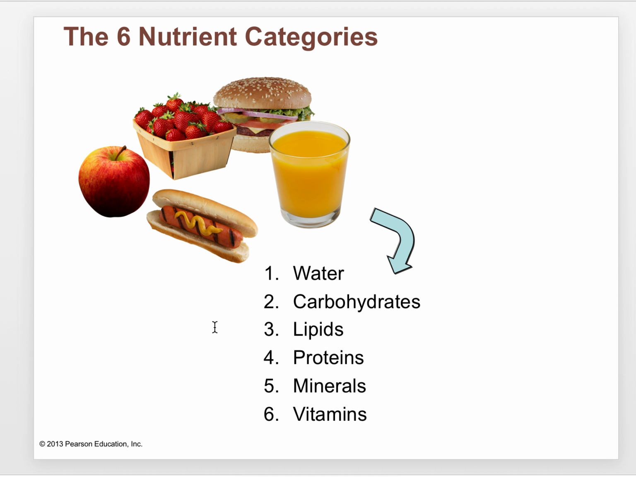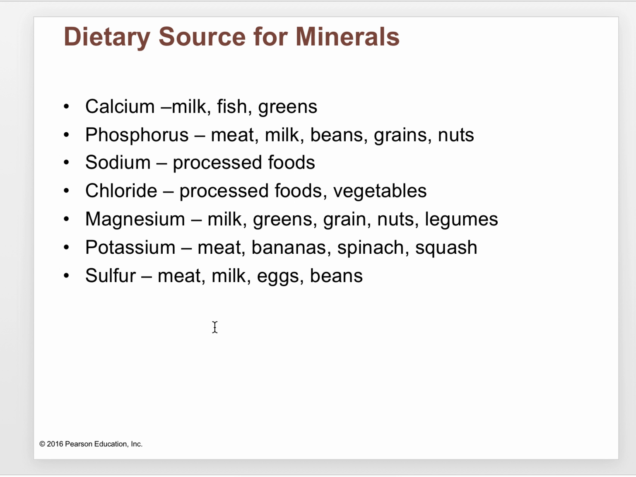There are 6 categories of nutrients: water, carbohydrates, lipids, proteins, minerals, and vitamins. And this is a review of where we get this. Calcium comes from milk, fish, greens. Phosphorus from milk, beans, grains, and nuts. Sodium, processed foods. Chloride, processed foods. All processed foods just have salt in them. Magnesium comes from milk, greens, grains, nuts, legumes. Potassium comes from meat, banana, spinach, squash. Sulfur comes from meat, milk, eggs, and beans.